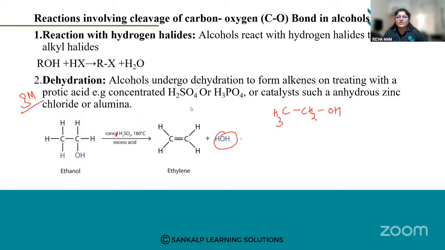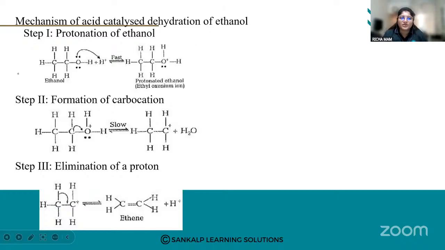Now this mechanism is very, very important, so you need to write it as it is. It is a 3 mark question, so you have to write it as it is, without missing any step. They'll ask you to write the mechanism of conversion of alcohol, that is ethanol, to ethene by acid catalyzed dehydration. So you have to use these 3 steps.